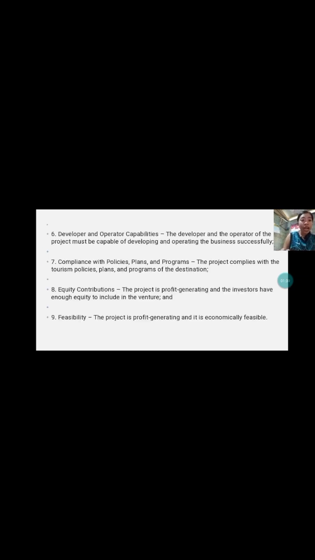Next is developer and operator capabilities. Here, we need to check if they are capable of developing and operating the business successfully. Another one is the compliance with the policies, plans, and programs. We need to check if the project is in compliance with the national tourism policy or is according to the national tourism development plans and programs of the country.